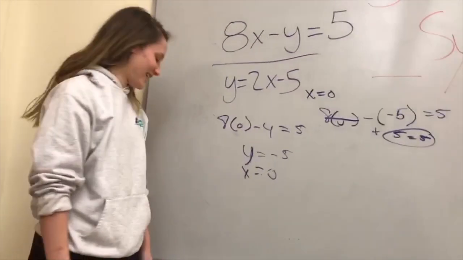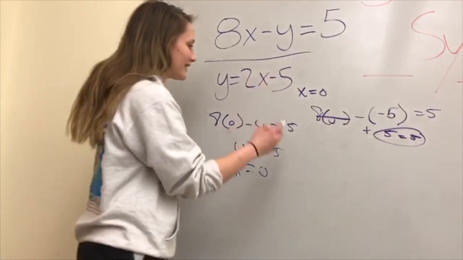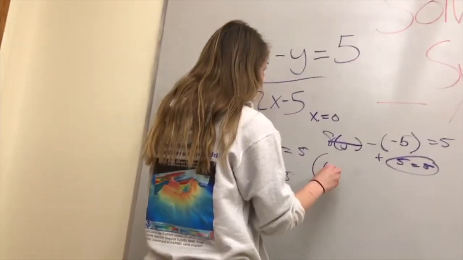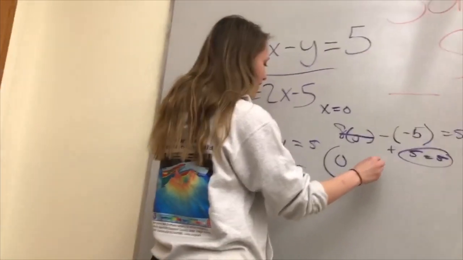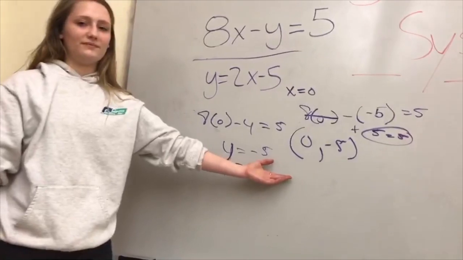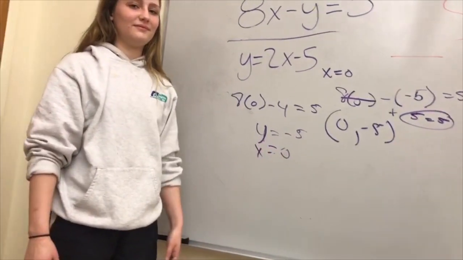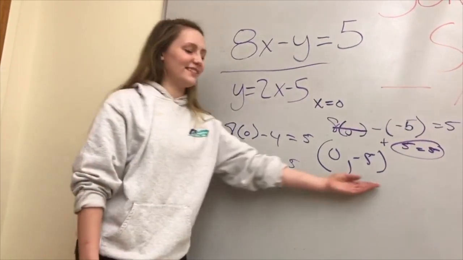Done. The ordered pair would be 0, negative 5. This is the solution.